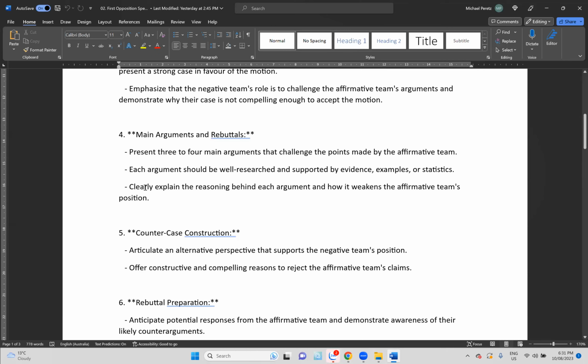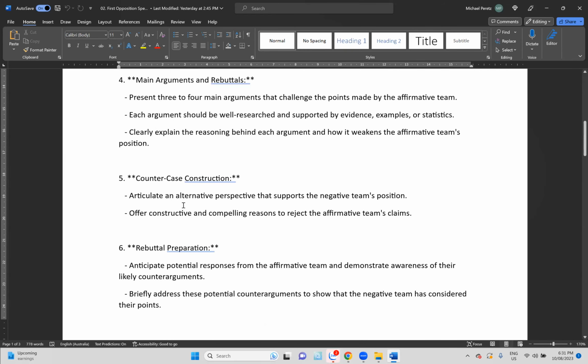And finally, we need to make sure that we are explaining how it's weakening the affirmative team's position. We construct our counter case. So we need to make sure that we let everybody know about a different idea that can support the negative team's position. And we need to offer interesting reasons to reject the affirmative team's claim. So we can't just say, nah, they're wrong, don't listen to them, they're talking rubbish. Again, we need to have reasons and evidence to prove why they're wrong and why what they're saying is wrong.